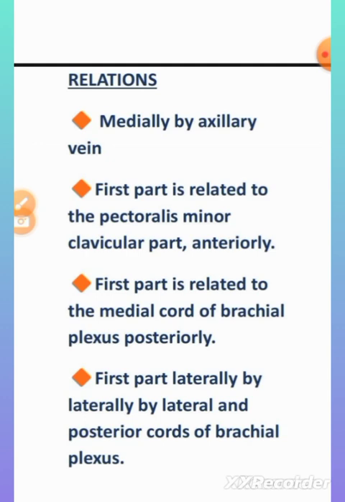The first part is also related to the medial cord of the brachial plexus. You have different cords of the brachial plexus: the lateral cord and the posterior cord. The one that the first part is related to posteriorly is the medial cord of the brachial plexus. The medial part and first part is laterally related to the lateral and posterior cords of the brachial plexus. So that's just the relations.